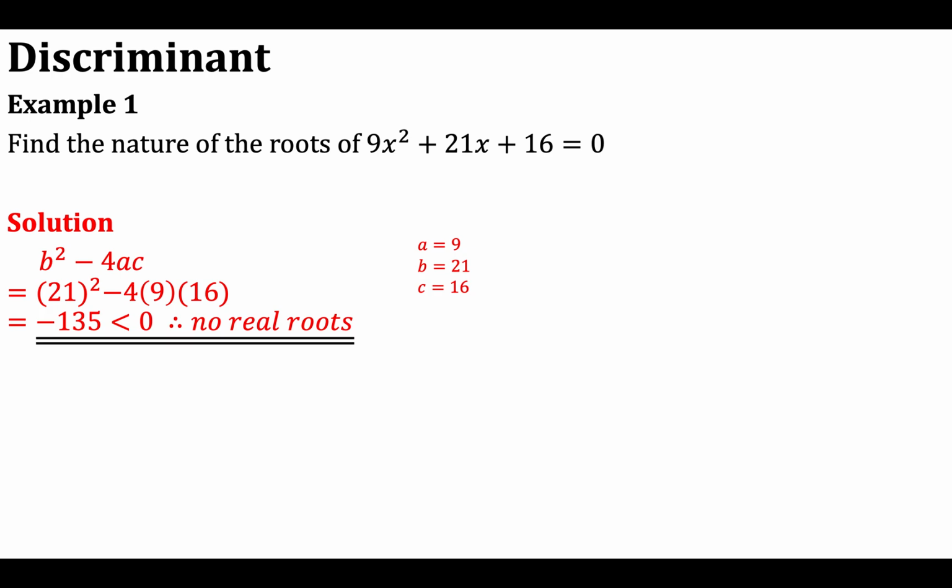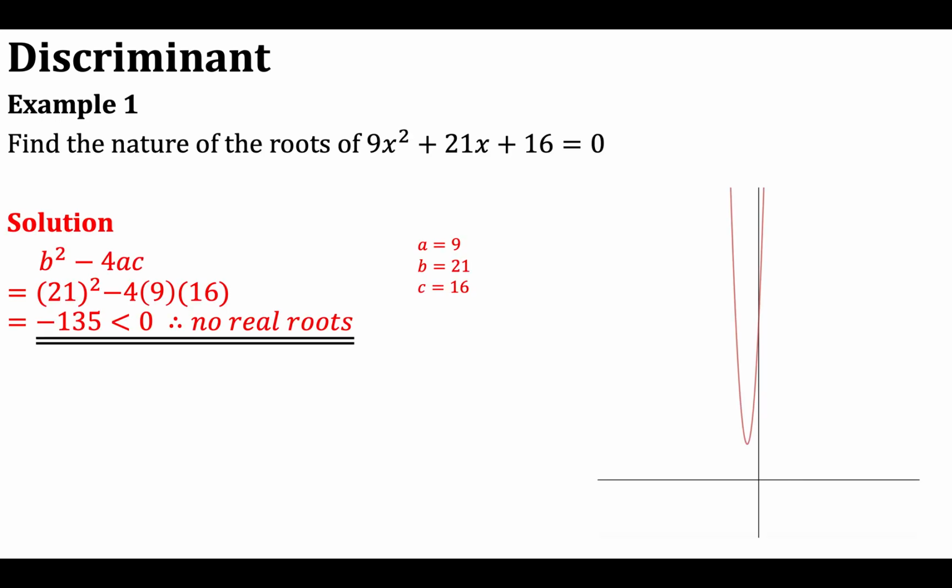And we can check this using a graph. So if we plot the graph, we get something that looks like this. So that is the curve 9x squared plus 21x plus 16. And we can see here that it does not cut the x-axis. So there are no real roots. Just now would be a good time to pause the video and copy this example down in your notes.